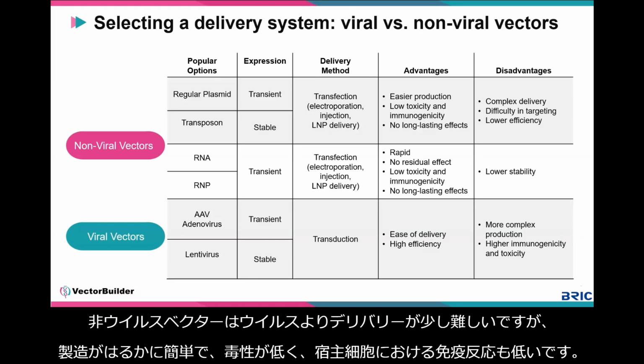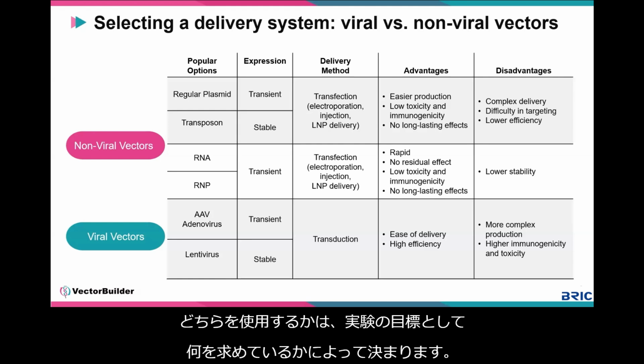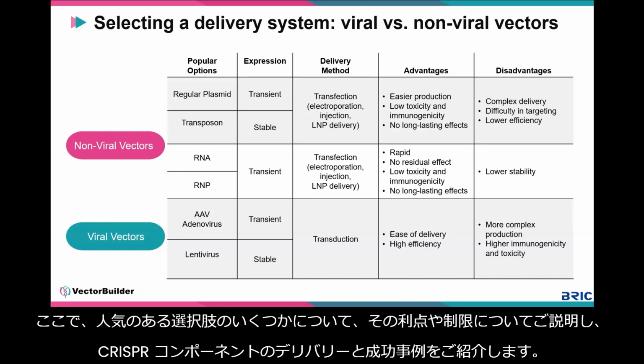They're much easier to produce. They're a little bit harder to deliver, but much easier to produce. And they have low toxicity and low immune responses in the host cells. So which one you use depends on what you are looking for in your experimental goals. And I want to go over some of the popular options in detail, what the advantages are, what the limitations are, and show you some successful examples where we have used it for successful delivery and results of CRISPR components.